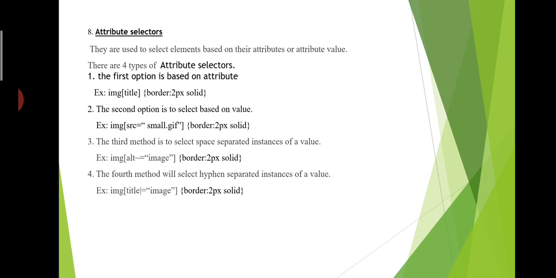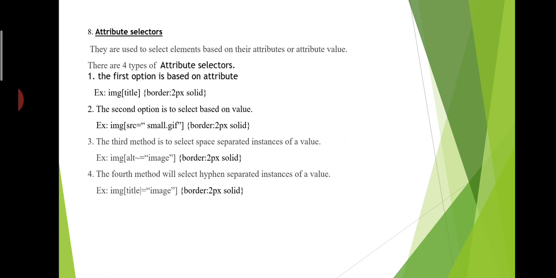Next, coming to the attribute selectors. We know that an attribute is nothing but additional information which is given to a tag. So they are used to select elements based on their attributes or attribute values. Here there are 4 types of attribute selectors.